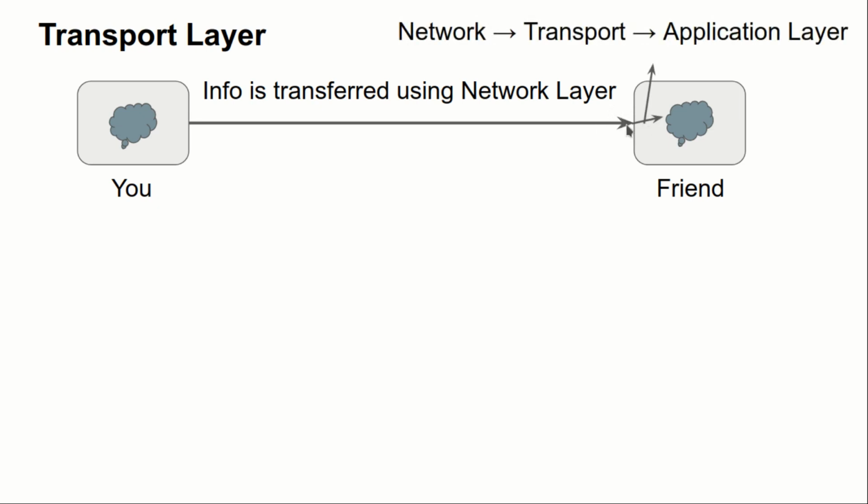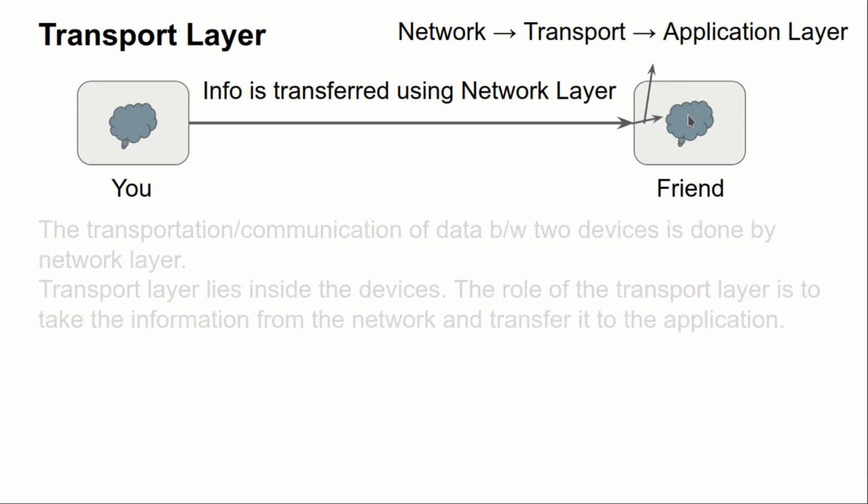Let's say the data is transferred from your computer to your friend's computer. Now it has reached its destination. Now it will give that data to the transport layer that is present inside the device. The transport layer is present inside the device. So the network layer will give the data to the transport layer, and that transport layer will give the data to the application. Alright, so let's look at the explanation.